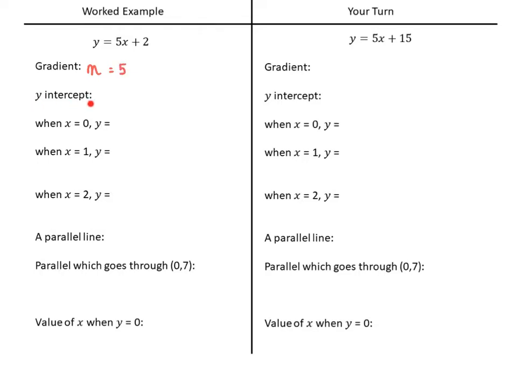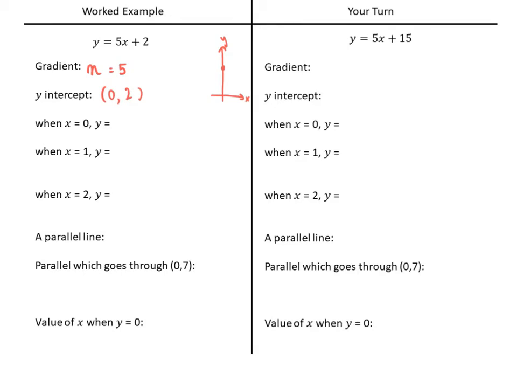The y-intercept can also be pulled from the equation in this format. The y-intercept is the point where this line crosses the y-axis. Because it's a point on the y-axis, it will have a coordinate 0, something. That something is going to be positive 2.